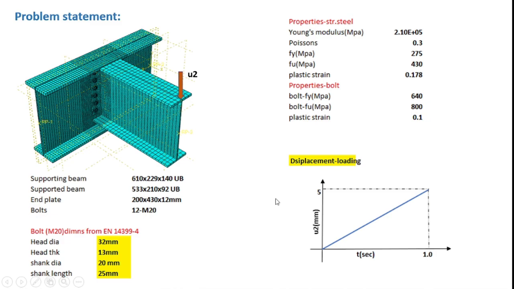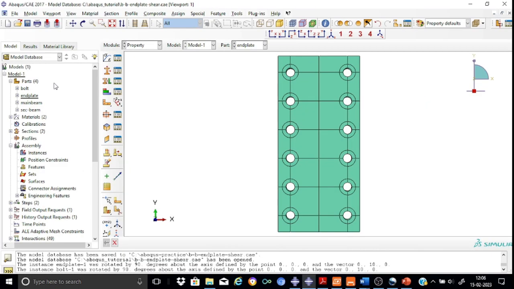So let me proceed to Abaqus. Referring to the model tree, you can see that we have 4 parts, and each part corresponds to bolt, end plate, main beam, and the secondary beam. So let me quickly take you to these parts. First let us start with the main beam.